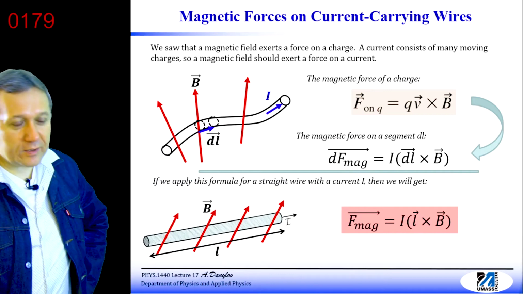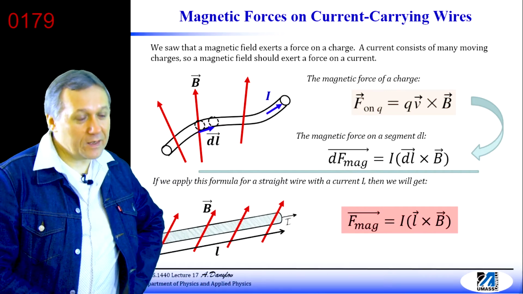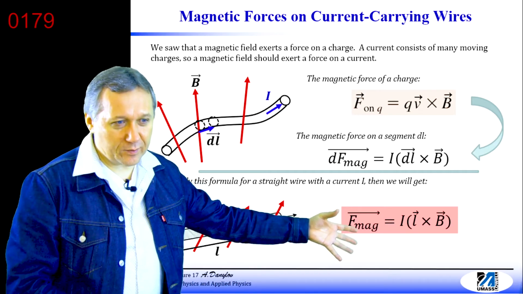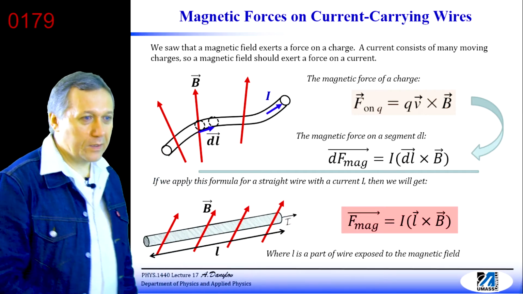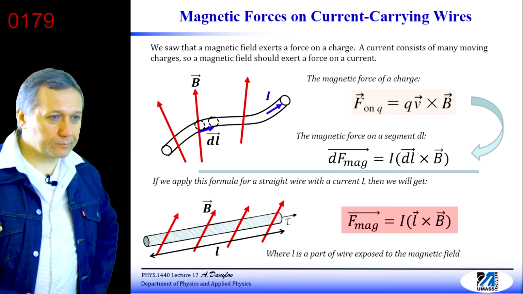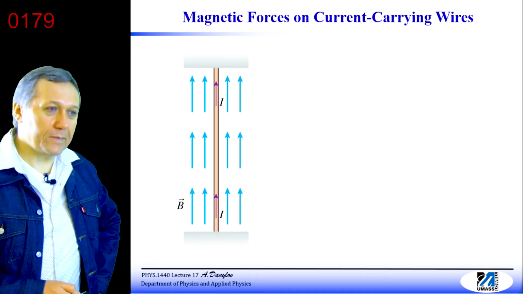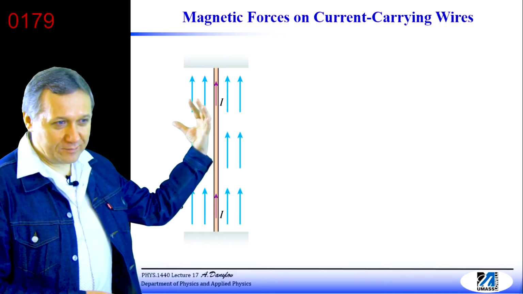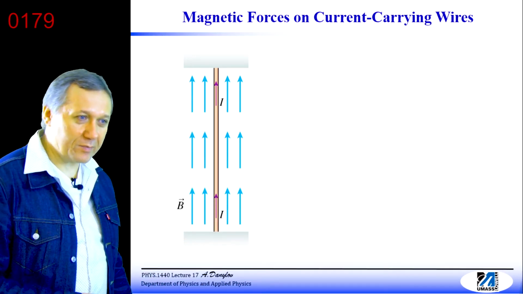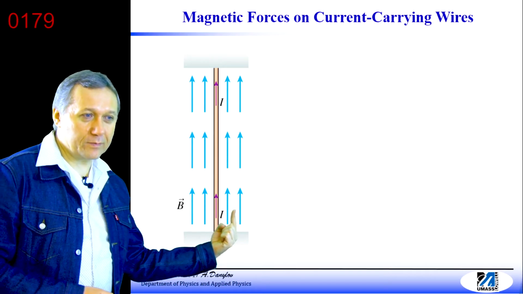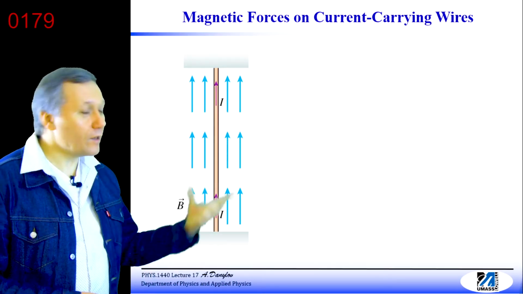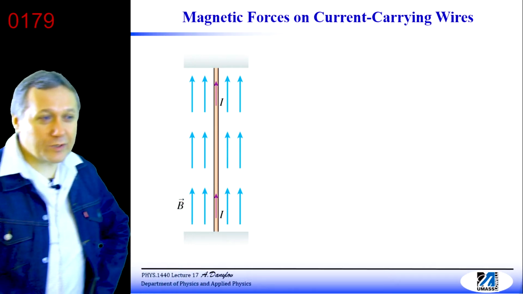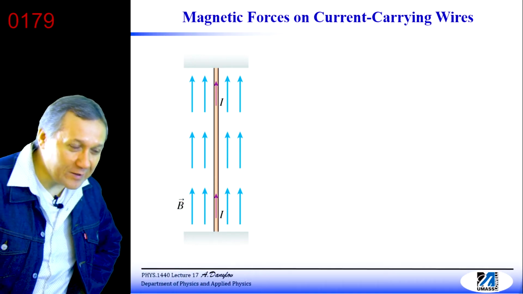Okay, so now let's look at a few examples. In the next recitation class, we will spend plenty of time playing with this formula. The first example: what if we have a magnetic field directed straight up, and the current also flows up along this wire? What can you say about the magnetic force acting on this wire?